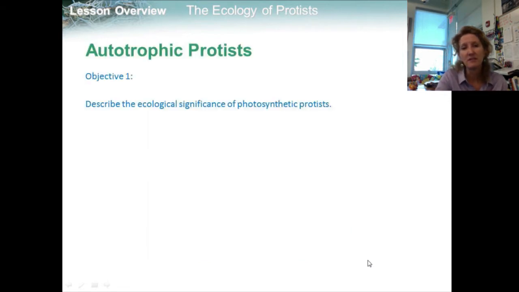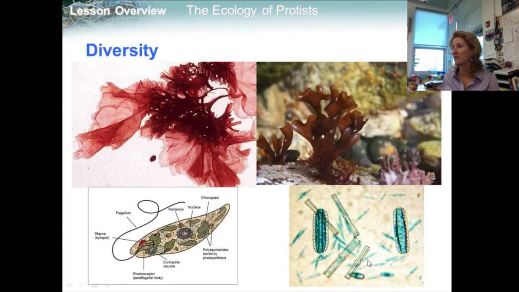So our first objective is to describe the ecological significance of photosynthetic protists. Organisms commonly called algae actually belong to many different groups. Some, like cyanobacteria, are prokaryotes. Some, like green algae, belong to the plant kingdom, and some are protists. Photosynthetic protists include many phytoplankton species and the red and brown algae as well as euglena and dinoflagellates. This is a red algae, the brown algae, and I say it again, euglenas and the dinoflagellates.